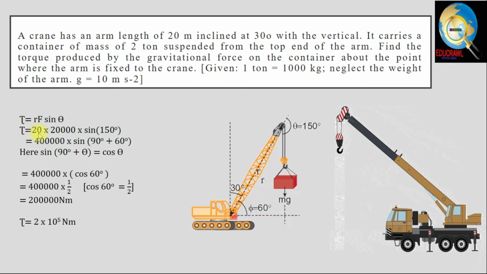So R value is 20 meter and for F we use the formula F is equal to mg. M is 2 ton, so 2 into 10 power 3, and the G value is again 10 meter per second square. So multiplying, we have 4 lakh into sine (90 plus 60). Sine (90 plus 60) is nothing but cos theta. So 4 lakh into cos 60, which is nothing but 1 by 2. So the answer is 2 lakh Newton meter. This can also be written as 2 into 10 power 5 Newton meter.